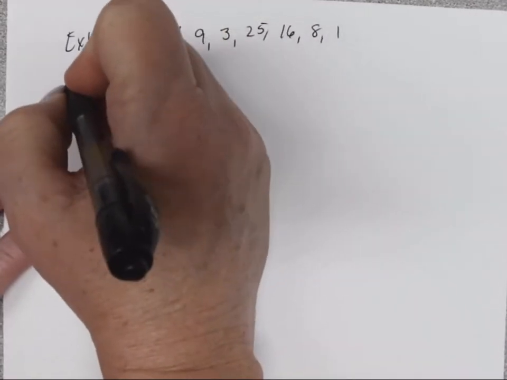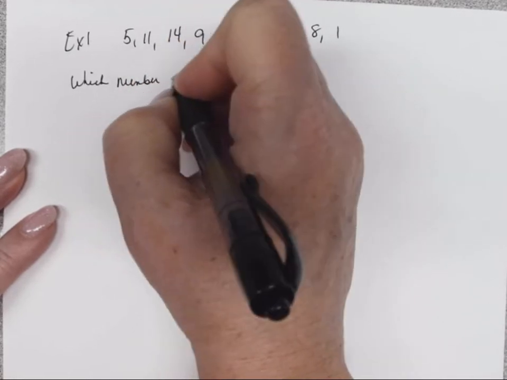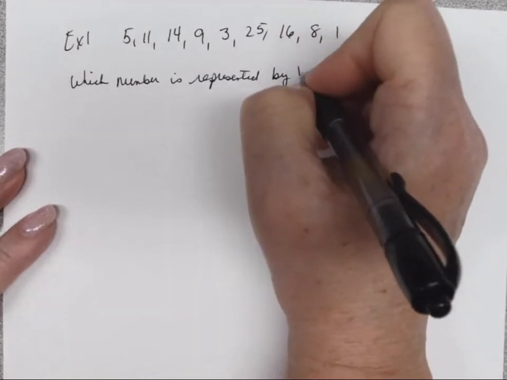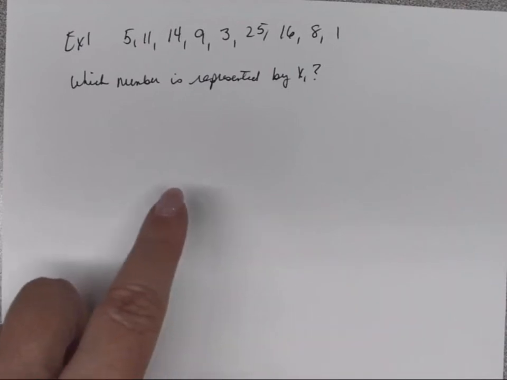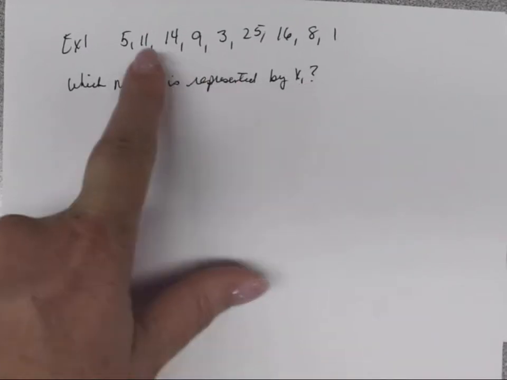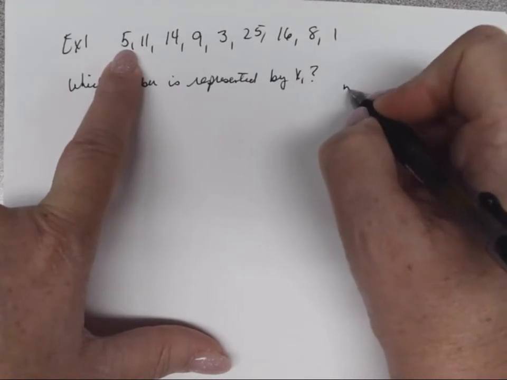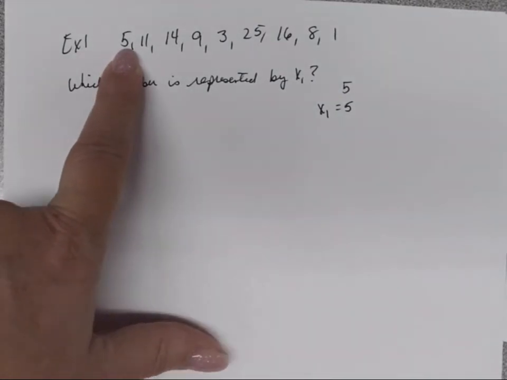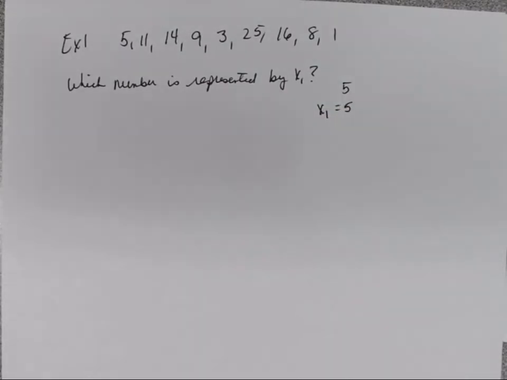So first question is, which number is represented by x sub 1? Well, 1 refers to the first number in the list, so this will be the first number, which is 5. So the number that is represented by x sub 1, the answer is 5. You can also write it as x sub 1 equals 5 to clarify what you're looking at. But the number that's represented by it, the actual answer is 5. But you could state x sub 1 equals 5.